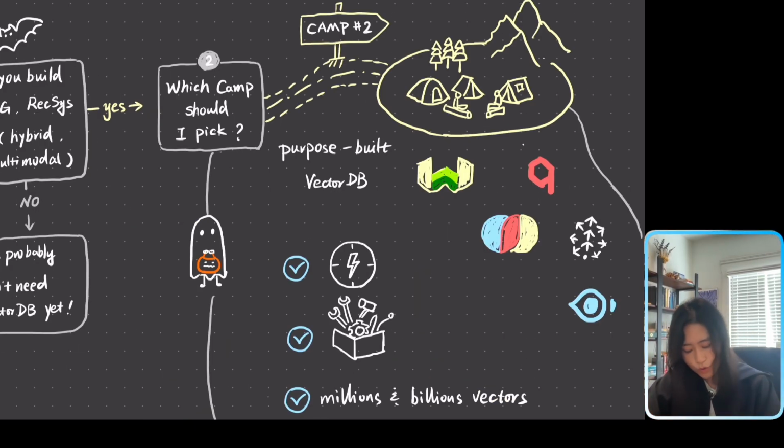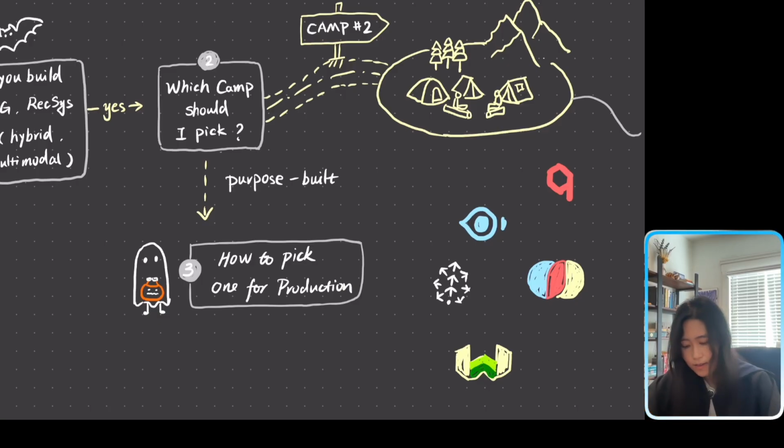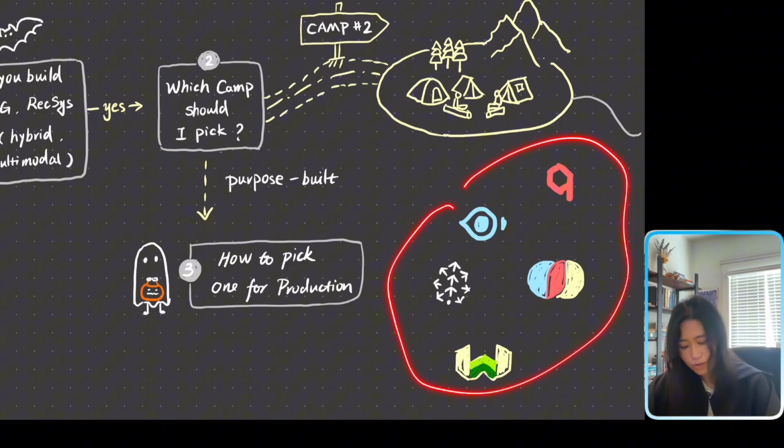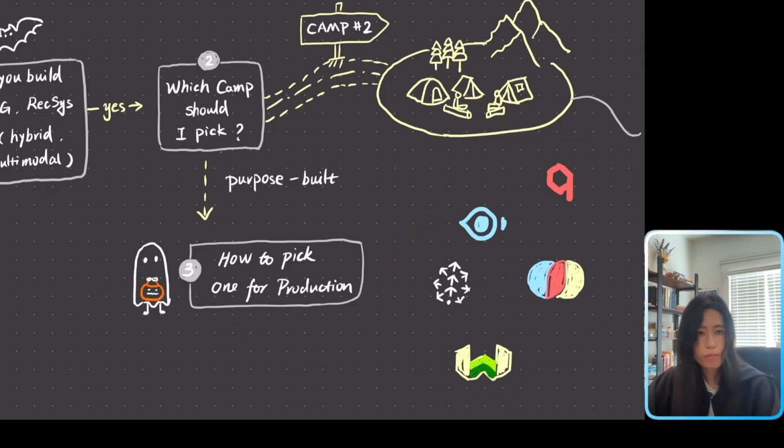However, if you do have millions or billions of vectors, and latency is really important for you, and most importantly, if the core functionality of your app involves lots of vector operations and metadata filtering, then you do want to consider a purpose-built vector database. So if you decided, okay, I am going to pick a purpose-built vector database, with all those options, how do you pick one for your production use?